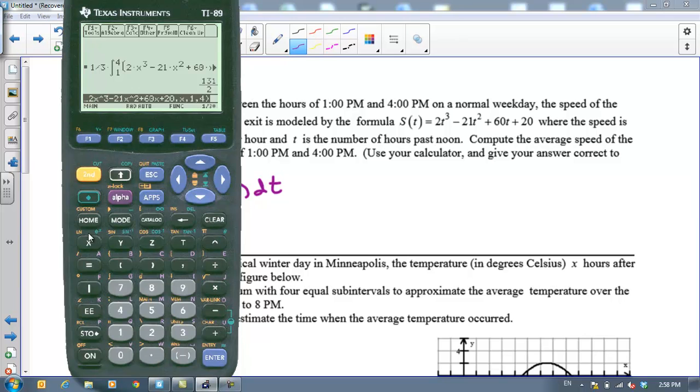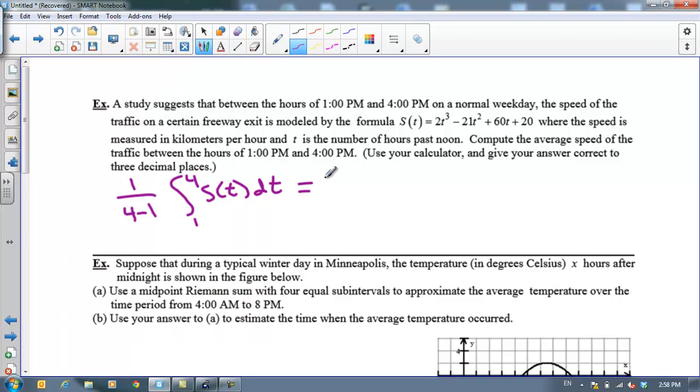And so that's 131 over 2. Should be 65.5, and it is. So we've got 65.5 is the average speed. So that's 65.5, and this is measured in kilometers per hour.